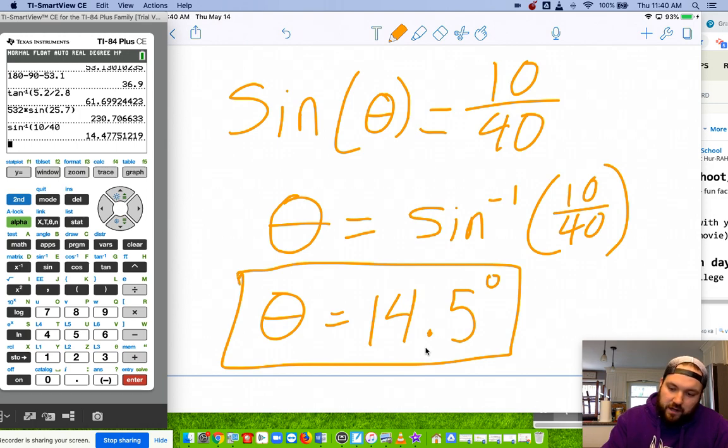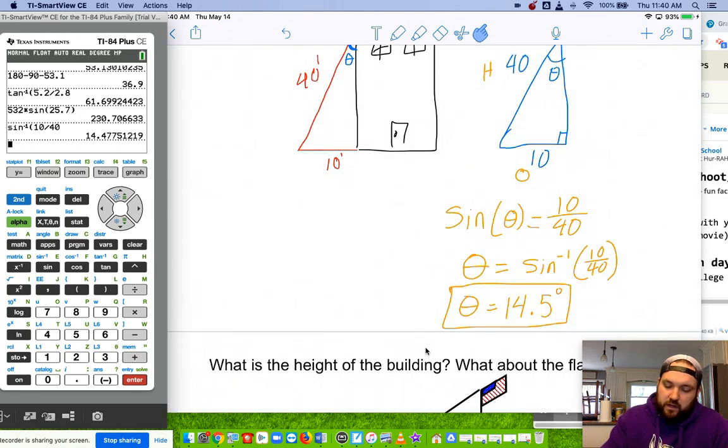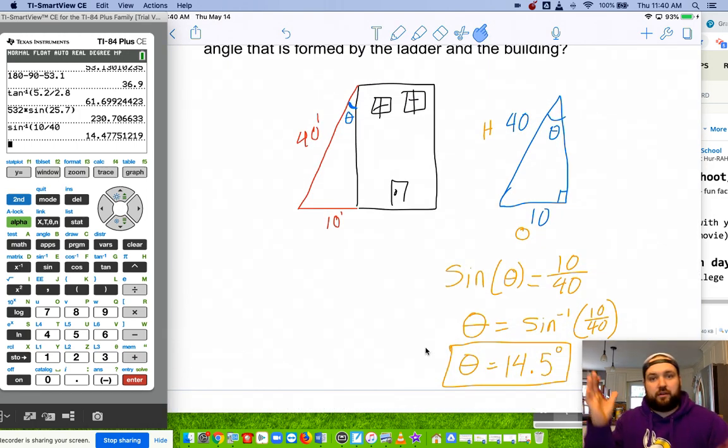And that is the angle that is formed between the ladder and where the ladder meets the building. 14.5 degrees. I could find the other angle if I really wanted to, but I don't care about that in this problem. So draw a picture, label what you know, and then do trig with it.